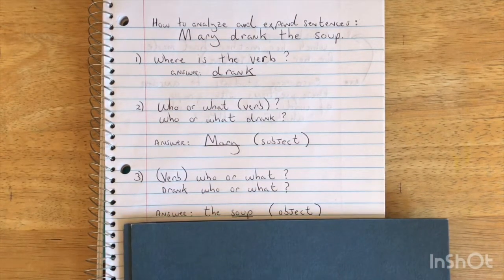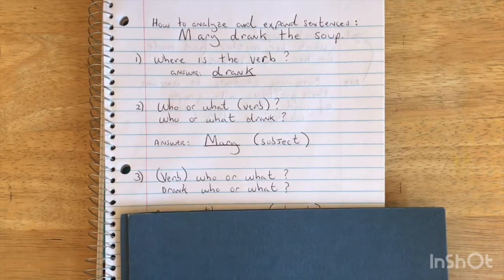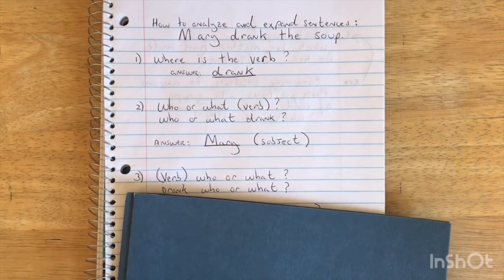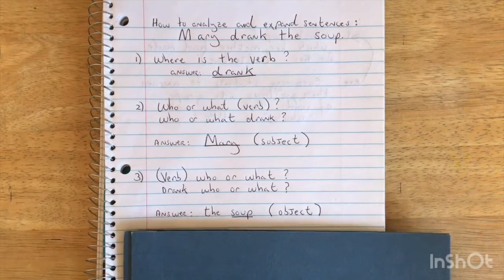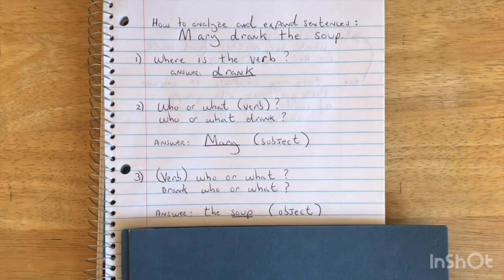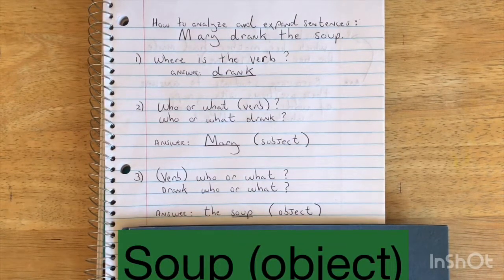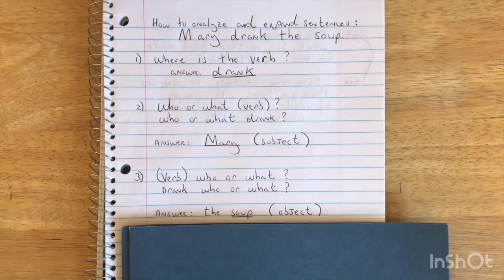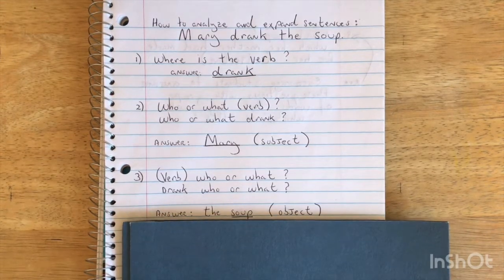Mary drank the soup. Drank what? The soup. And that, yes, that's going to be my object. That's right, my object. Great. So now, I want you to write that down. Verb who or what, drank what, answer the soup. Soup is my object. Okay?